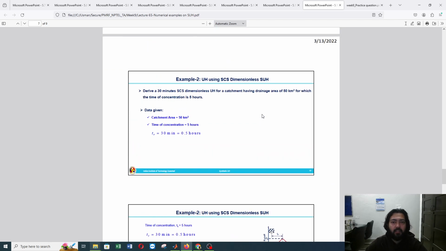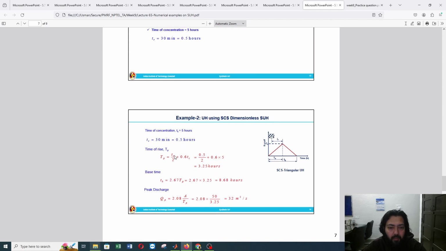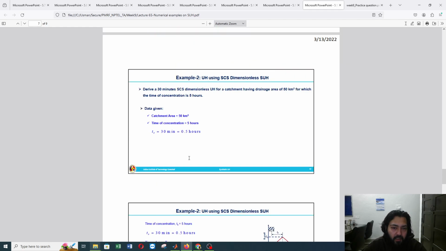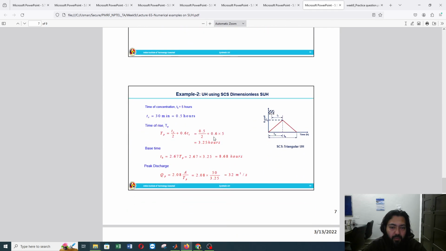Now there is another example which is based on the SCS dimensionless synthetic unit hydrograph, right? For the dimensionless synthetic hydrograph we have two equations. First equation is used to calculate the peak discharge and another is used to calculate the time to peak, right? The equation for time to peak is nothing but duration of rainfall by 2 plus time of concentration, right? So in this question time of concentration is 5 hours and duration of rainfall is 30 minutes, that is 0.5 hours. So we can calculate time to peak.